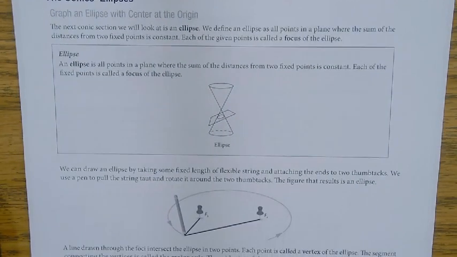And this is another example of how we can draw an ellipse. So if you take these 2 points here that we call a focus, and you kind of put a string attached to each of those, and then draw around, that will give you a perfect ellipse.